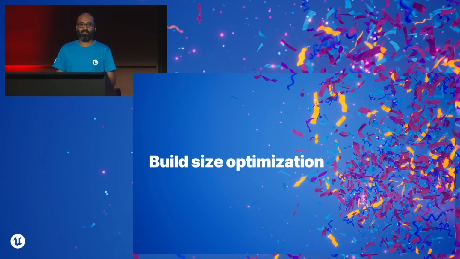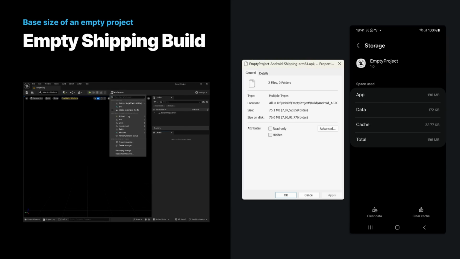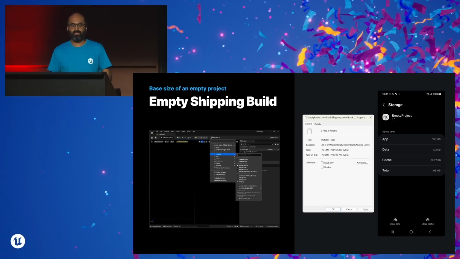That's typically the question I get asked all the time, which is like, hey, my build sizes are huge. Like, what do I do about it? Well, let me show you how you can reduce your build size. Now, let's talk about the baseline, right? If I have an empty shipping build, like I create a new project and I just build it, you'll notice that the baseline I'm working with is an APK size of about 75.1 megabytes, and the storage on my phone comes to about 196 megabytes.